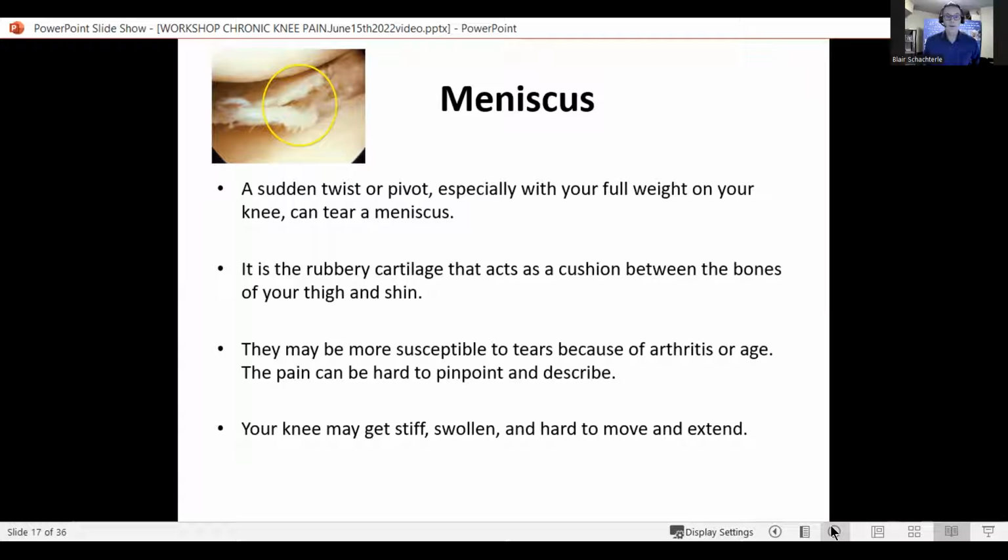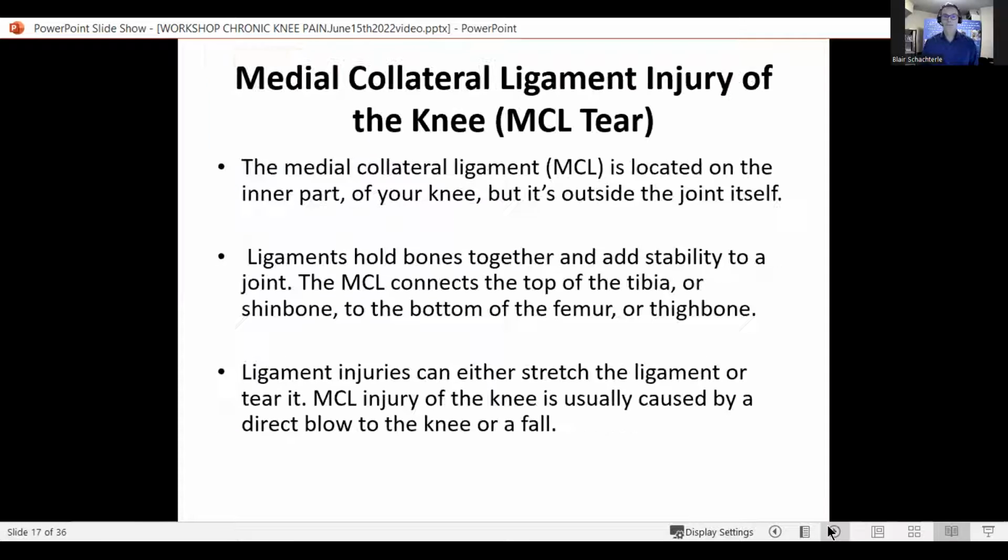So it's basically rubbery cartilage that acts like a cushion between the two bones, your thigh bone and your shin bone. And it's very susceptible to tears. And it gets worse as we get older, actually. You are more susceptible because we get what we call fraying tears within the inner edge of the meniscus. And it can cause a lot of stiffness and swelling in the knee. And often people have trouble locking their knee because it's jamming.